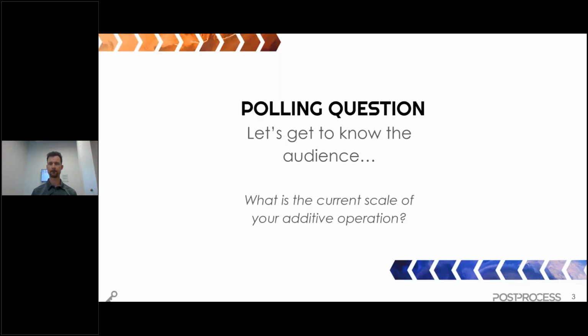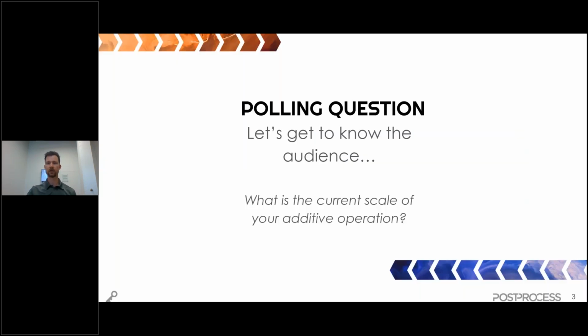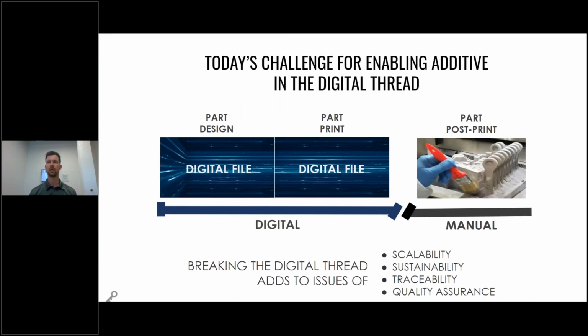Okay, what we're seeing is about 60% are at the R&D phase right now, 20% at mass customization or production levels. Great, great. And I think a lot of people that are in the R&D phase do have goals to continue to scale up. But we'll talk about some of the advantages of the connected platform, even in an R&D phase or a high mix, low volume environment, and some benefits that can provide.